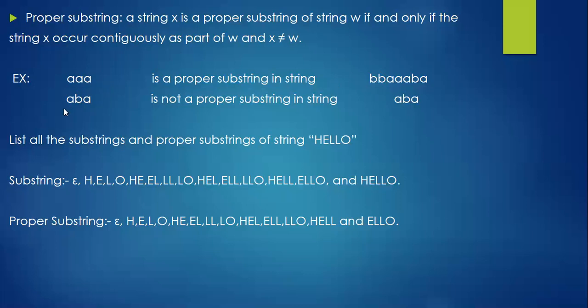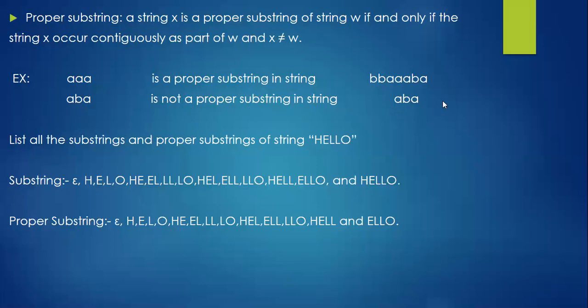One more example we got, students. ABA we are having. So consider it as a value of x. Okay, what is the condition? X should not be equal to w. Okay, fine. We'll see whether w is exactly equal to ABA or what. Now, ABA is not a proper substring in string ABA. According to this condition, it is failed.